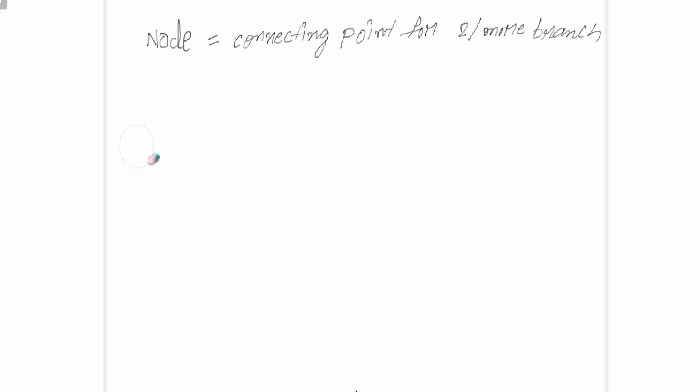And one more thing, let us take one more. For example, if I have here a current, this is a point A and this is a point B. If the current flowing in this direction is 2 amperes, then what will be the value of IAB? IAB equal to 2 amperes.